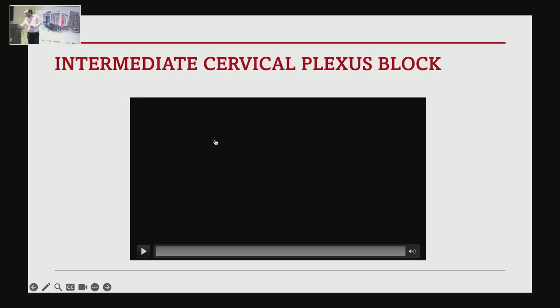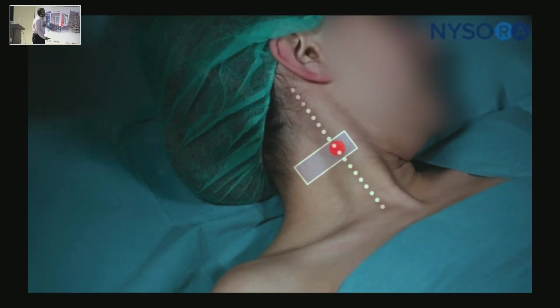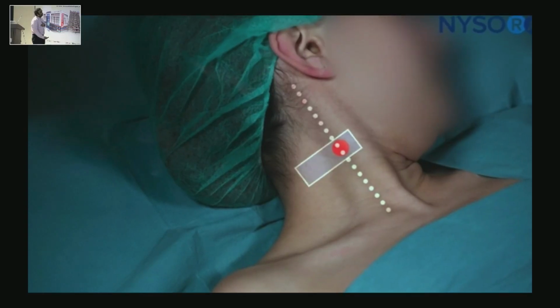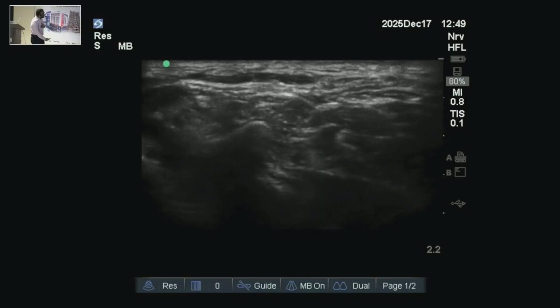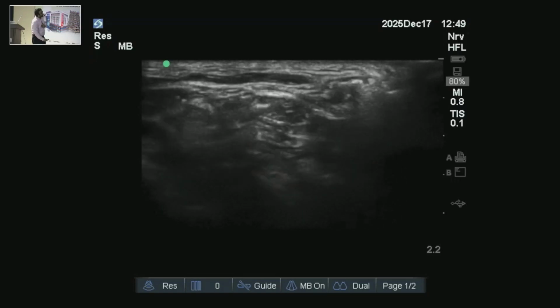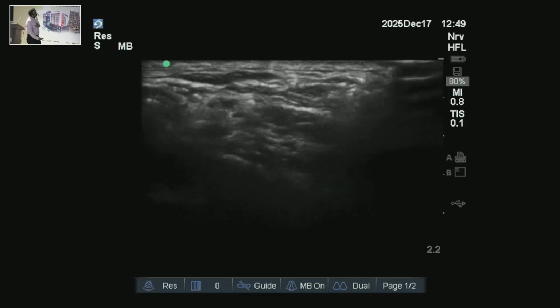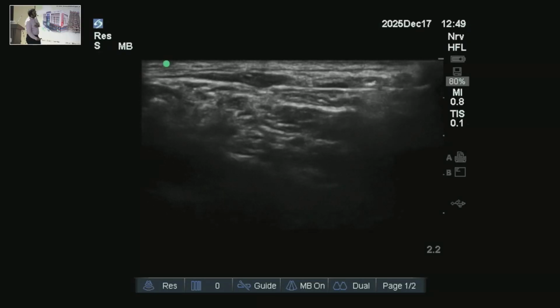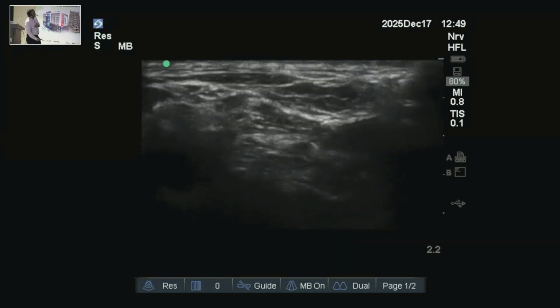So let us see how a superficial cervical plexus block by the intermediate approach is done. This is the probe position at the midpoint between the clavicle and the mastoid process. What we see is the sternocleidomastoid muscle. The needle is being advanced. This is very superficial, so we need to be careful about that. I'm trying to come just beneath the sternomastoid, which is covered by the investing layer of deep cervical fascia.